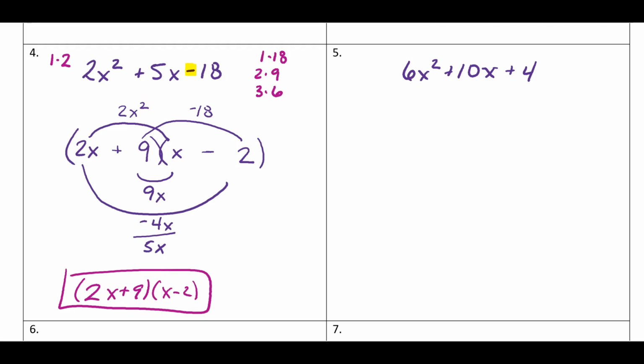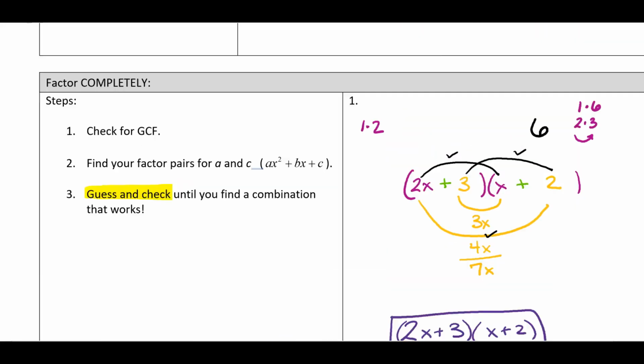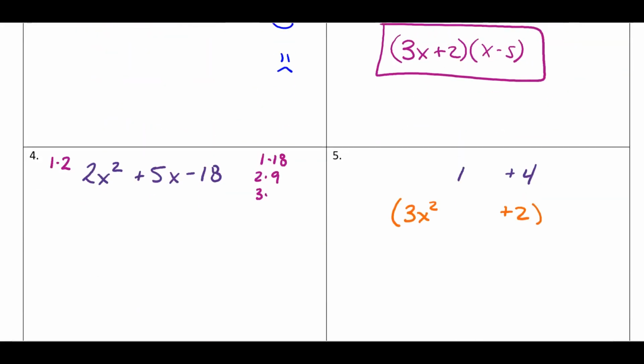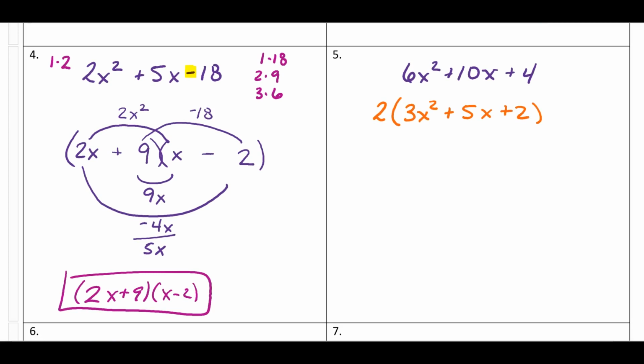Okay, so 6, 10, and 4 can all be divided by 2, which means we can take a 2 out. And that's going to leave us with 3x squared plus 5x plus 2. Now, one of the reasons that we like to take the greatest common factor out first is because it makes factoring what's left over a lot simpler. The second thing to remember is that we are factoring completely. Notice in the directions at the top it says factor completely. This means take out all possible factors.